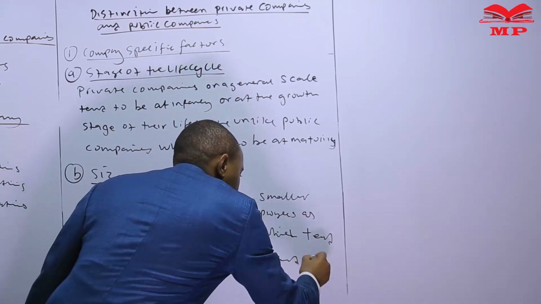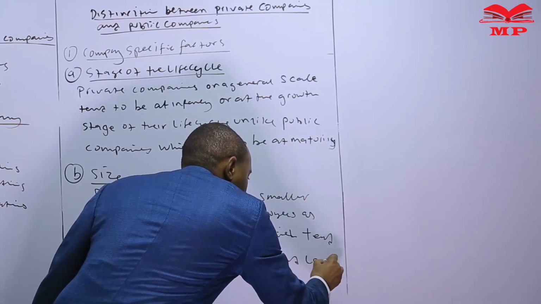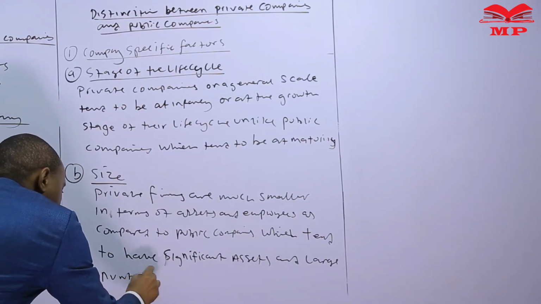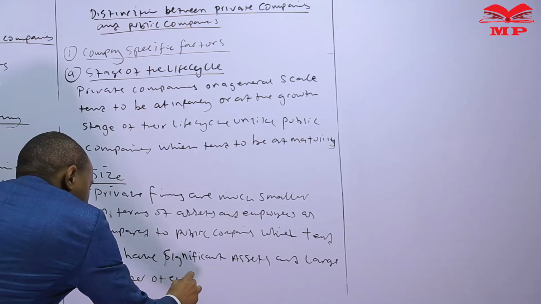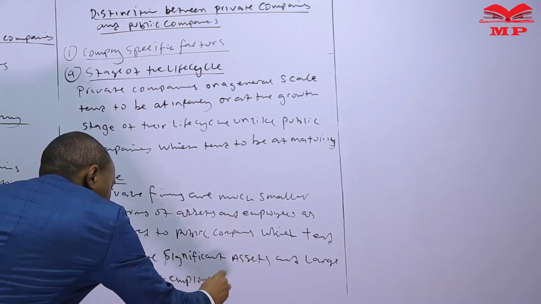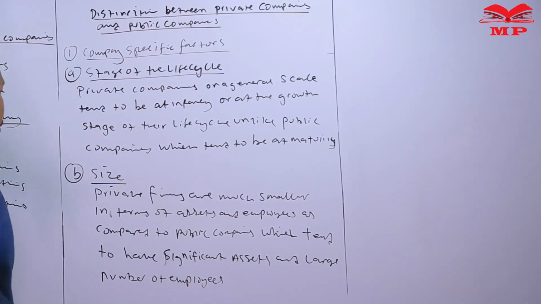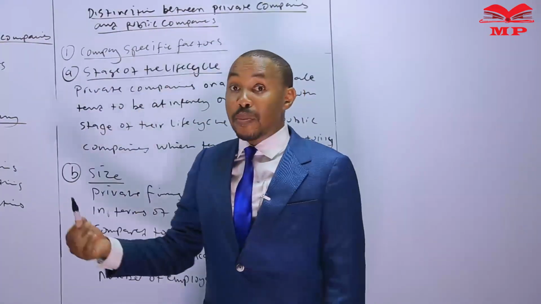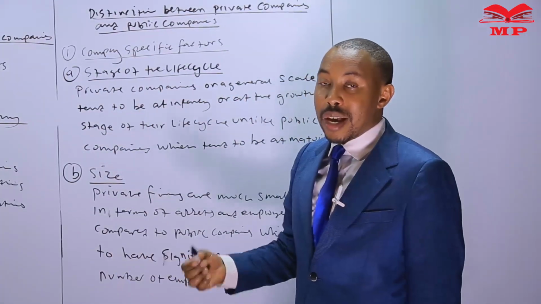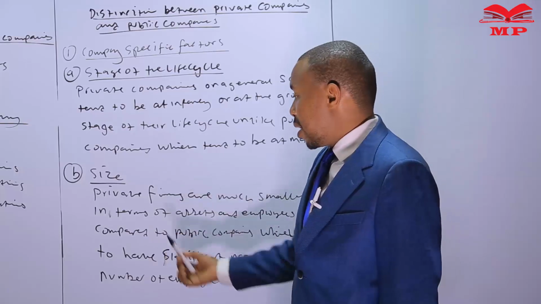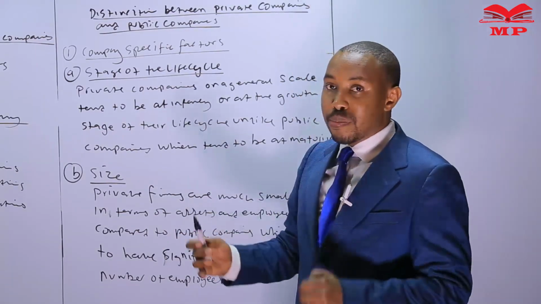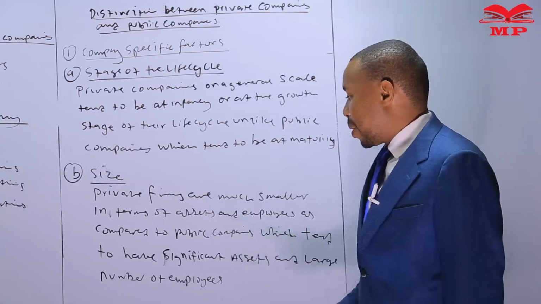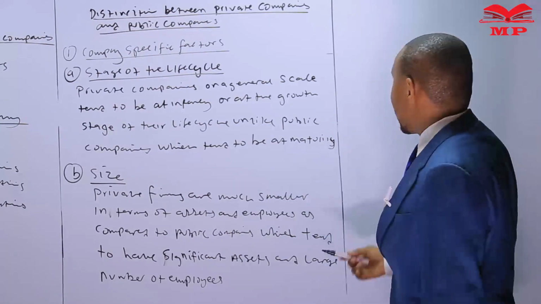and a large number of employees. So we're saying that public companies tend to have a greater number of employees as compared to private firms, because private firms are deemed to be much smaller. Public firms tend to be much larger in terms of assets.